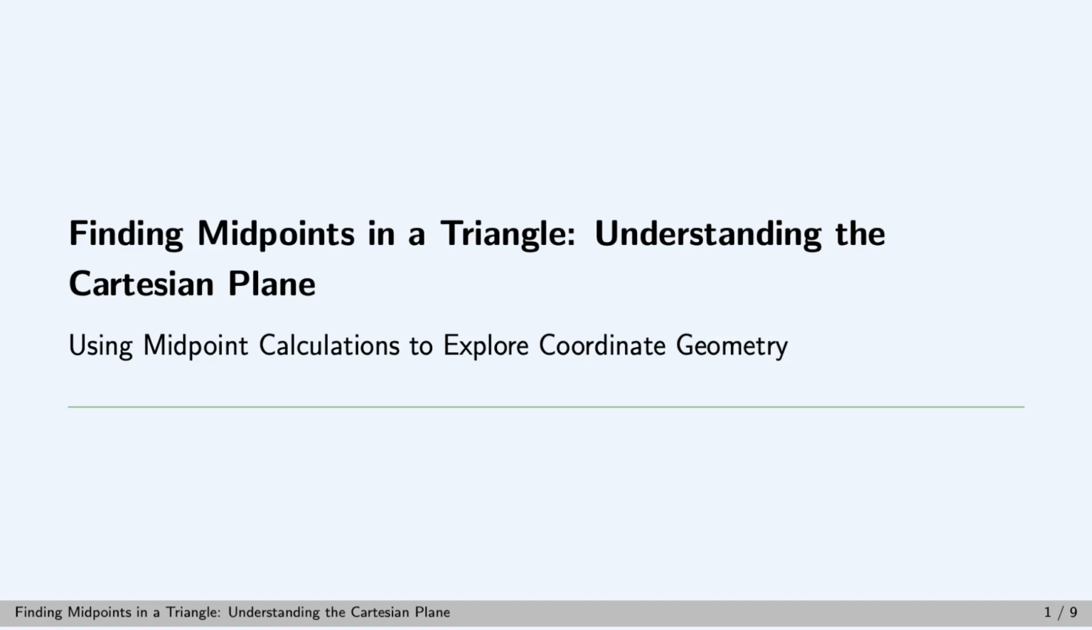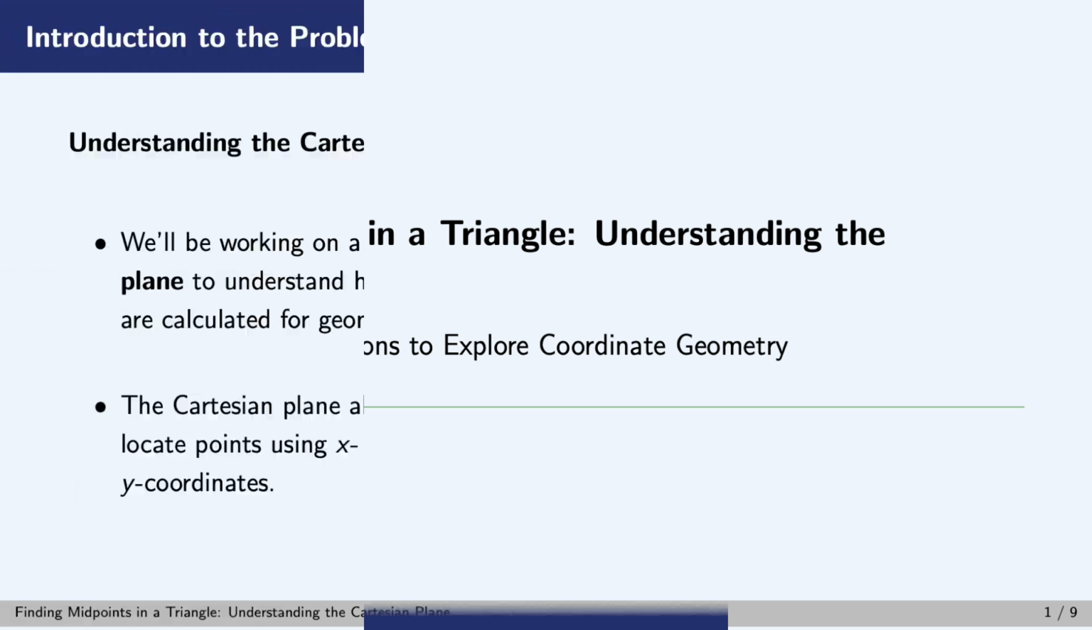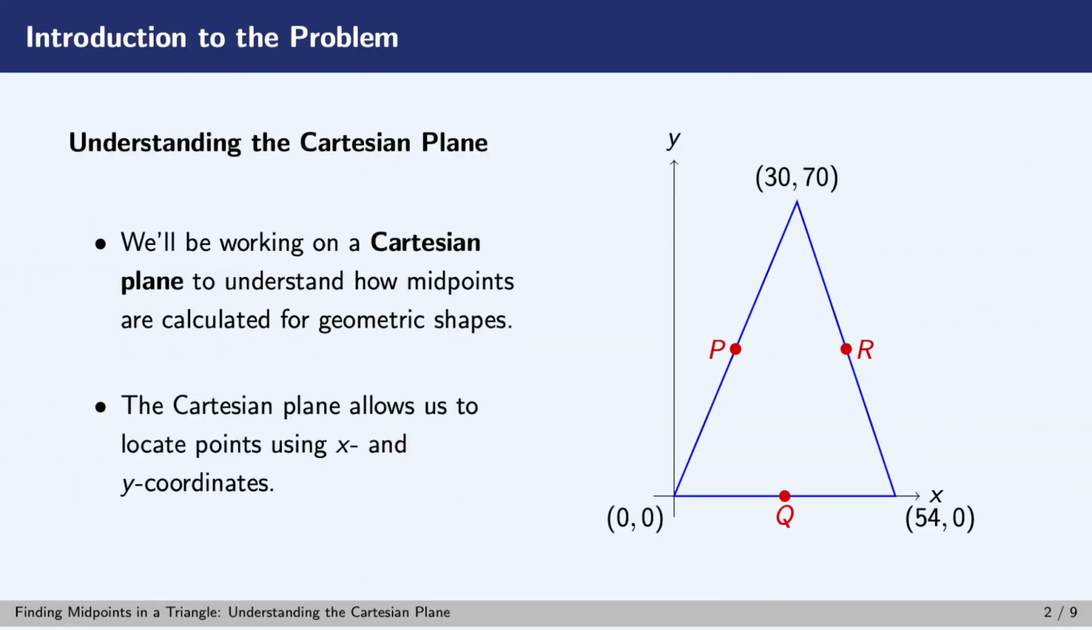And if you need a second to think things through, feel free to pause. Ready? Let's go. On this first slide, we're setting up on the Cartesian plane. Now, this plane is a helpful grid that lets us locate points using their horizontal or x values and vertical or y values. We'll be using this coordinate system to locate the vertices of our triangle and then calculate the midpoints along each side. Let's take a closer look at this triangle on the next slide.